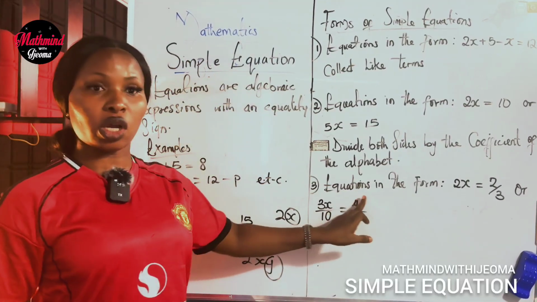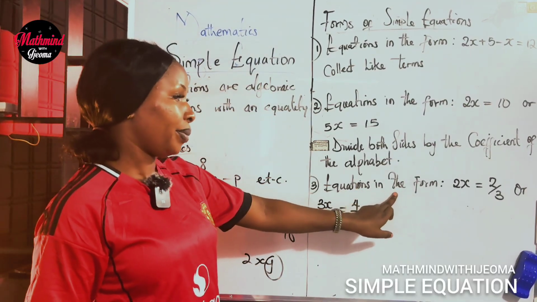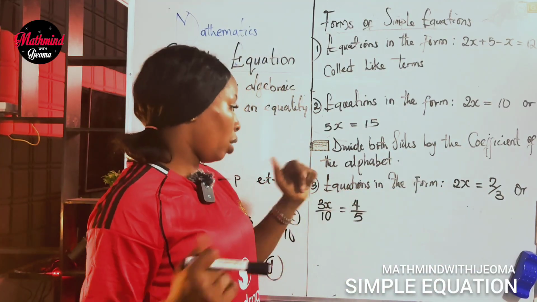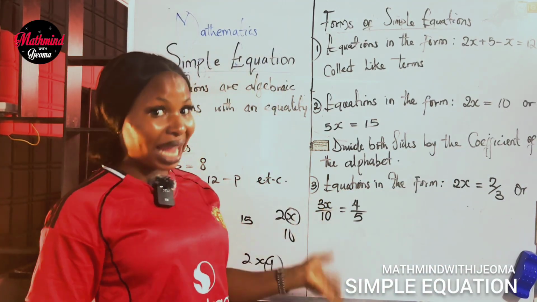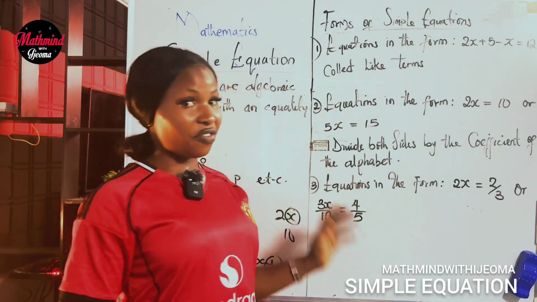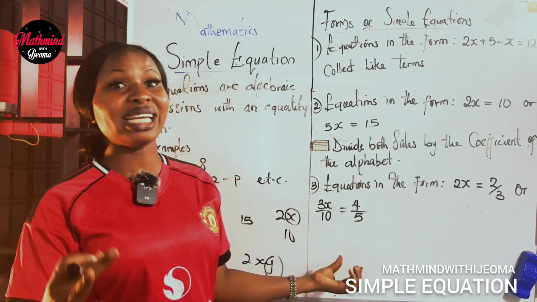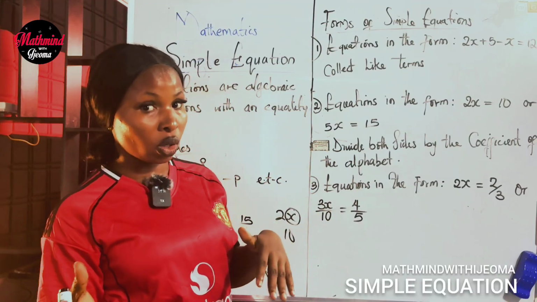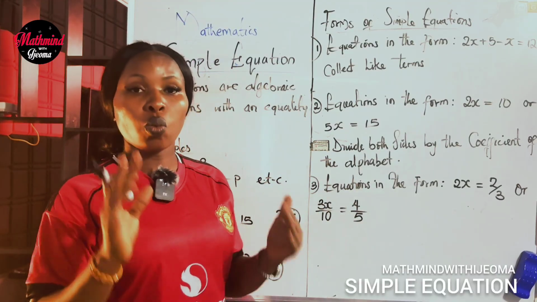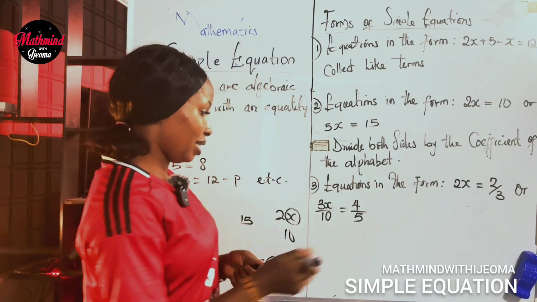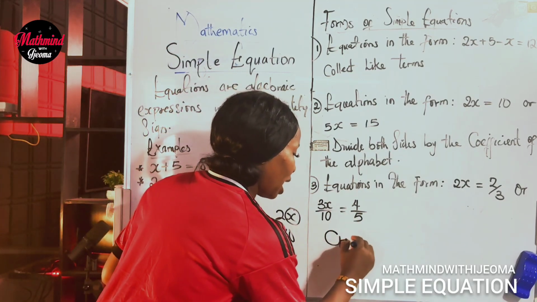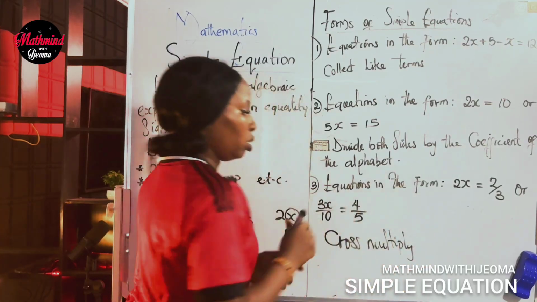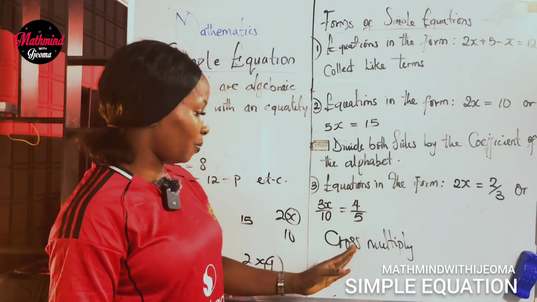When you see equations in this form, 2x equal to 2 over 3 or 3x over 10 equal to 4 over 5. In this case, you're seeing a fraction. Either a number and a fraction or a fraction and a fraction. What do you do at this point? You cross multiply.